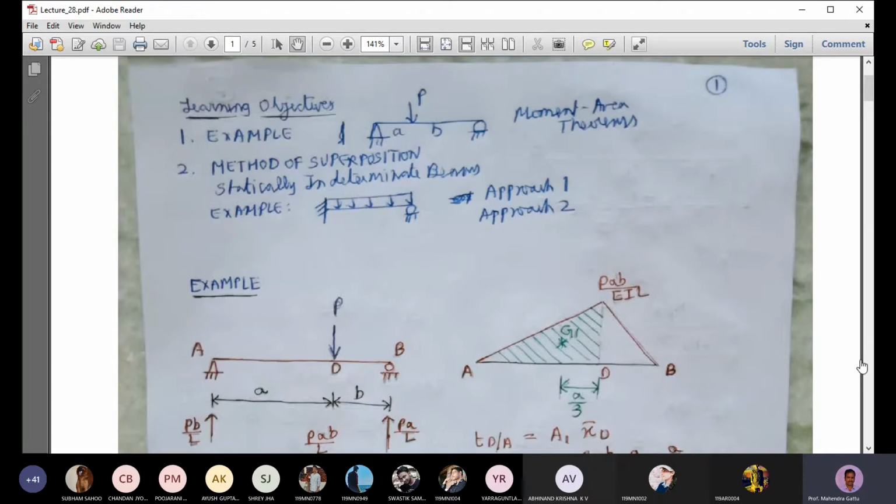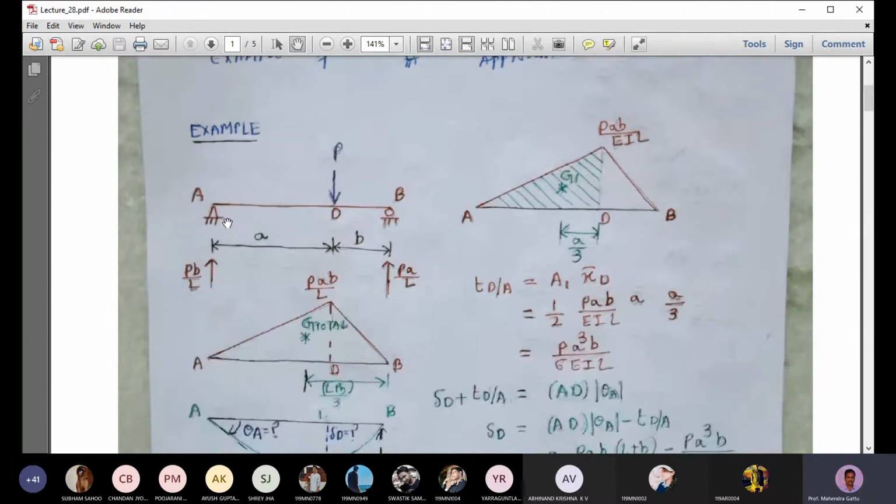So let's start with the first example. We have this simply supported beam. A load is acting at point D. D is located at a distance small a from the left edge and a distance small b from the right edge. So you can find the reactions at A and B.